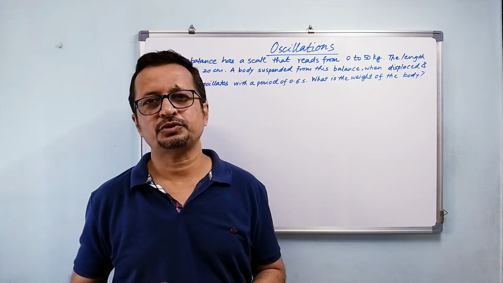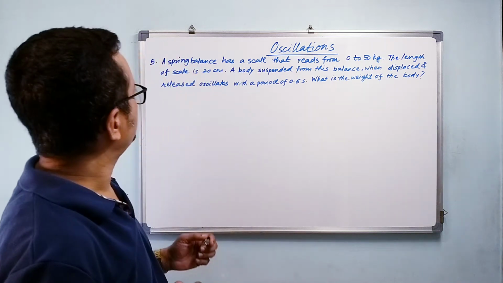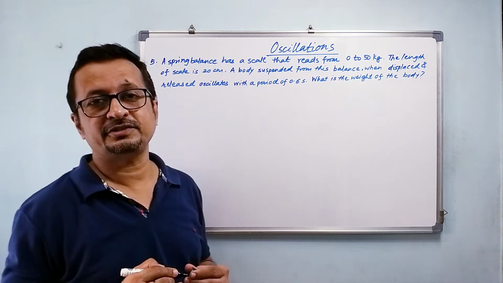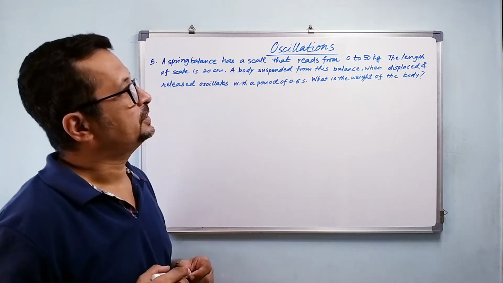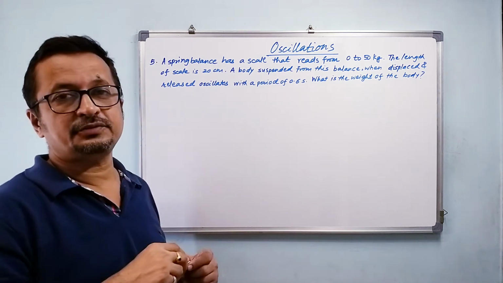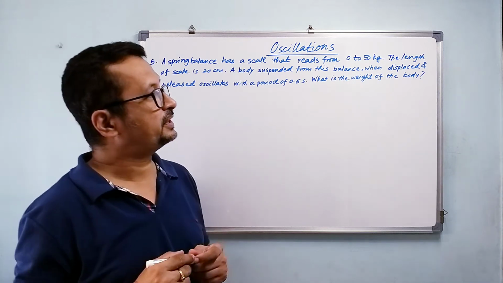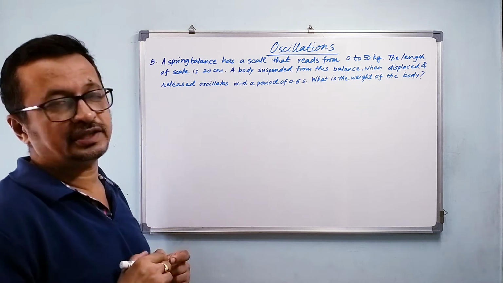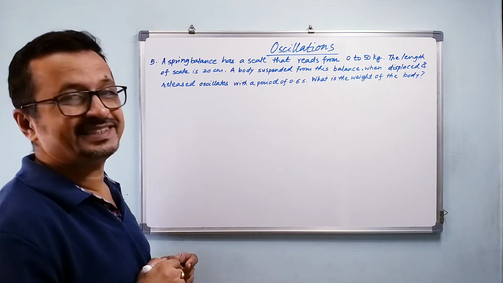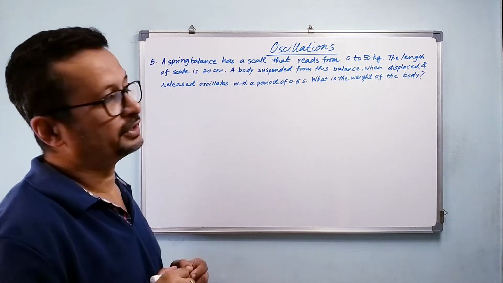So friends, let us move on to the next problem. A spring balance has a scale that reads from 0 to 50 kg. The length of scale is 20 centimeter. A body suspended from this balance when displaced and released oscillates with a period of 0.6 seconds. What is the weight of the body?